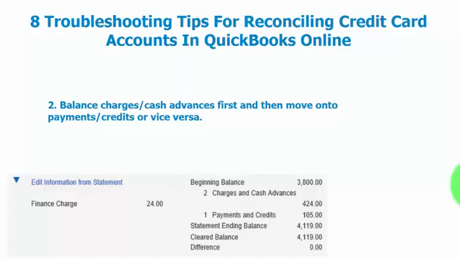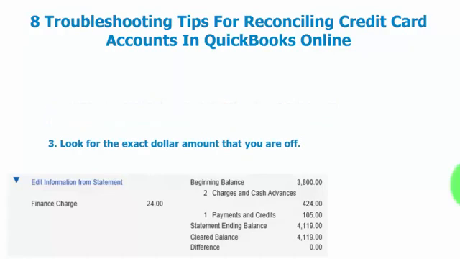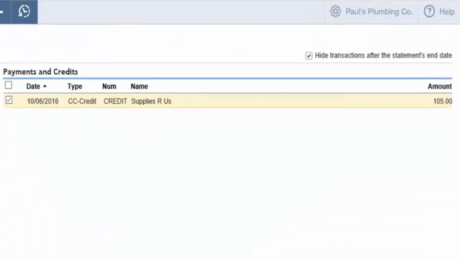Tip number 3, look for the exact dollar amount that you are off by. So for example, if your difference here is $50, then look for a transaction for this amount on your credit card statement. And then also look on both the checks and payments section and the payments and credits side of the Reconcile window.